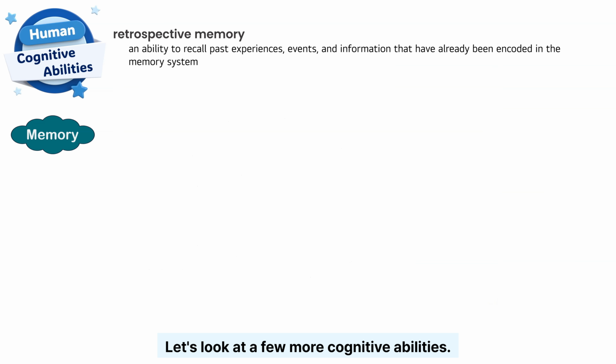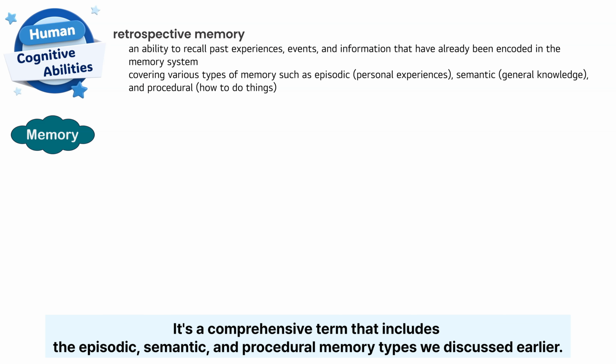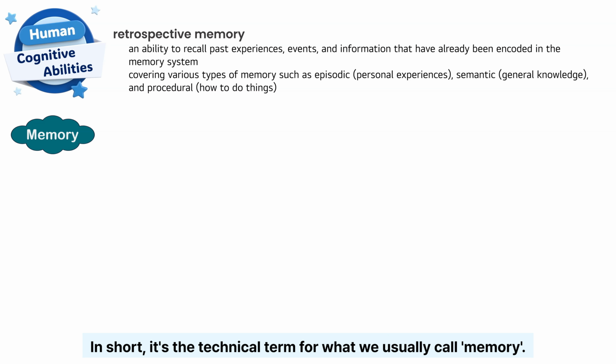Let's look at a few more cognitive abilities. When people say retro style is trending these days, that word retro comes from Latin meaning backward. Humans possess a kind of retrospective memory, a system for recalling past events, people, words, or experiences. It's a comprehensive term that includes the episodic, semantic, and procedural memory types we discussed earlier. In short, it's the technical term for what we usually call memory.